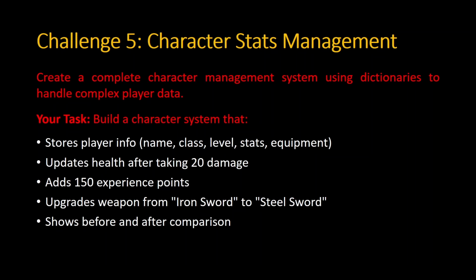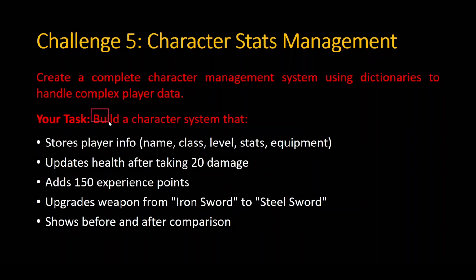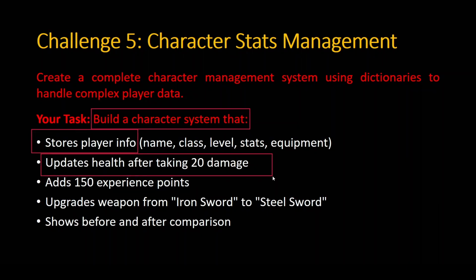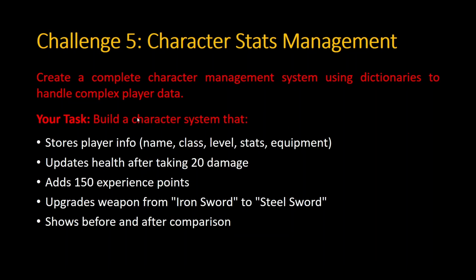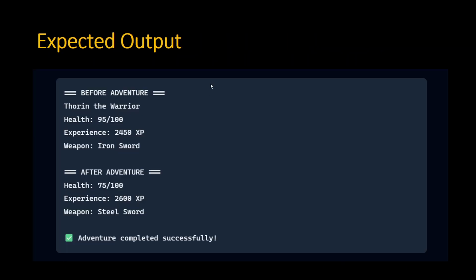Okay, here's challenge 5, our second to last challenge for this course, the character stats management. Your task in here is to build a character system. You are going to use a dictionary, not an array. Store player information, update the health after taking 20 damage, add 150 experience points. Basically, we've talked about all this. Upgrade the weapon from Iron Sword to Stealth Sword, and then show a before and after comparison. Okay, for you to understand that, here's the expected output.